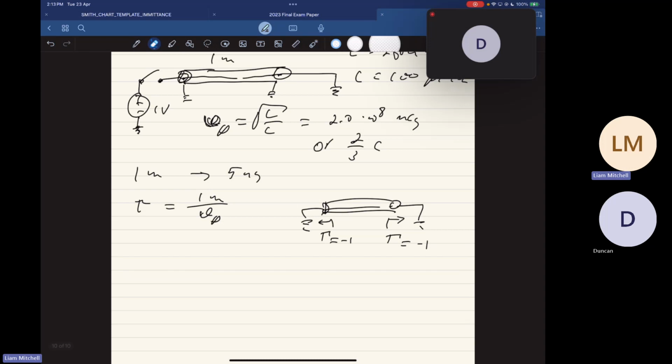Oh, sorry. Yeah. You're correct, 1 over root LC. I was confused with the formulas. Yeah, it's 1 over root LC.